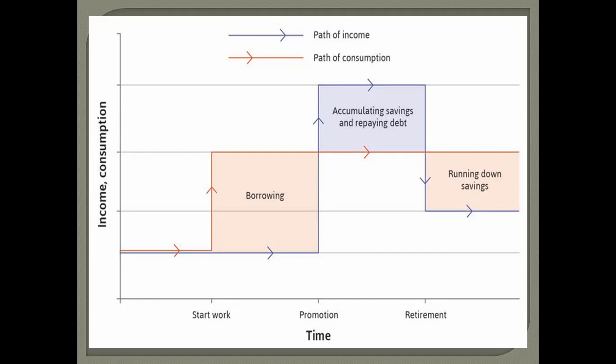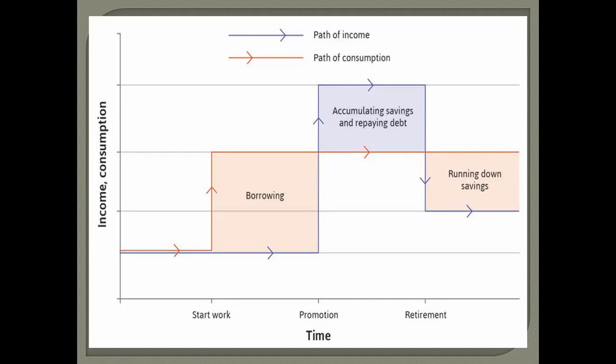Then, after getting the promotion, we see a different picture. The path of income is high and lies above the path of consumption. What does it mean? It means that the person now has more income than consumption. Therefore, the extra income is used by this person for saving and for repaying the earlier debt.